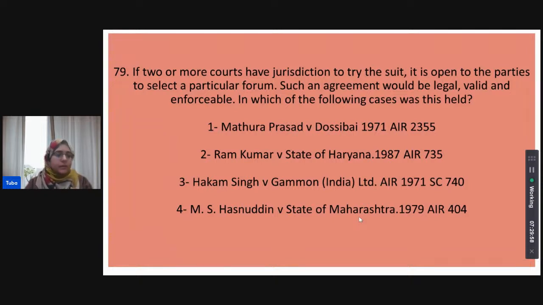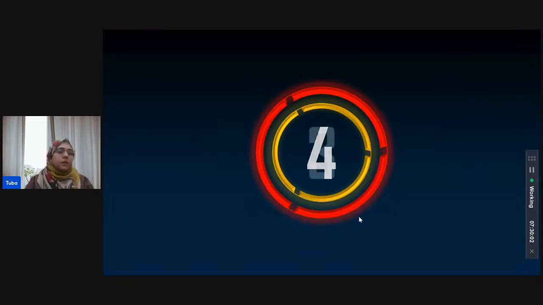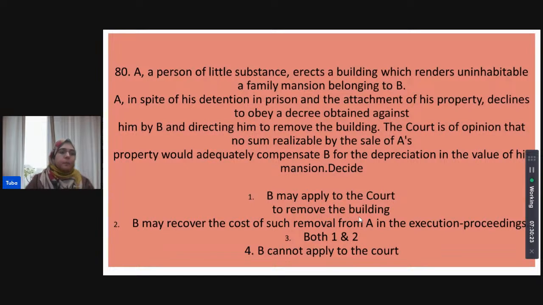All right, let's have the rest of us answer as well. I'm not receiving all. Yes, Atidivya. Okay, so all of us answering 3. Hakam Singh versus Gammon, that is correct. In this case, the court held that if two or more courts have jurisdiction, it is up to the selection of the parties to go to whichever court they want to. Such an agreement is legal, valid, and also enforceable.